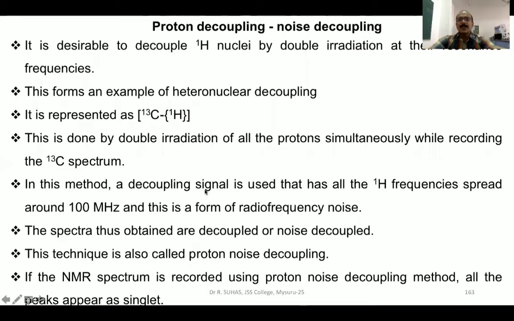So in this method, a decoupling signal that has all the 1H frequencies spread around 100 megahertz, that is a form of radio frequency noise, is used for the decoupling purpose. Here, the spectra obtained are called decoupled or noise decoupled, and this is also called proton noise decoupling.